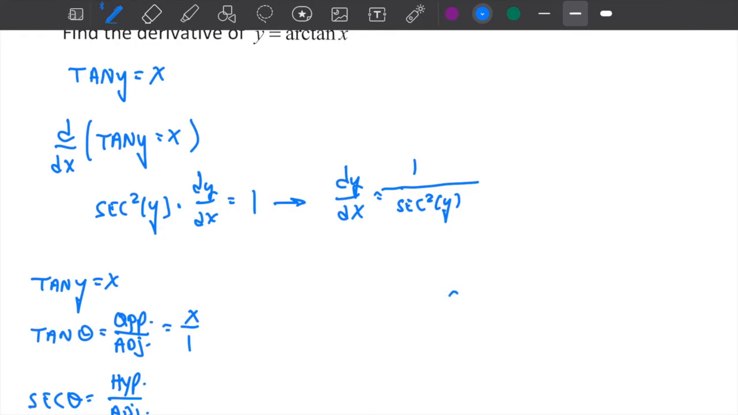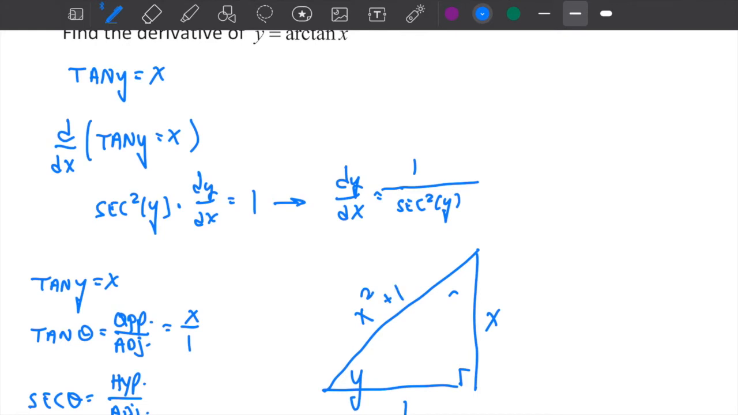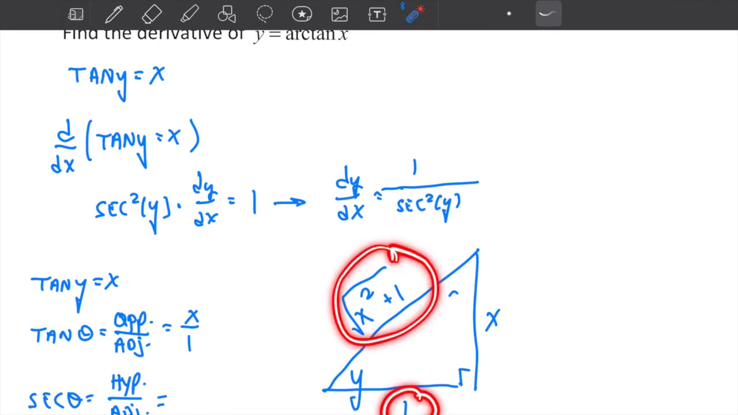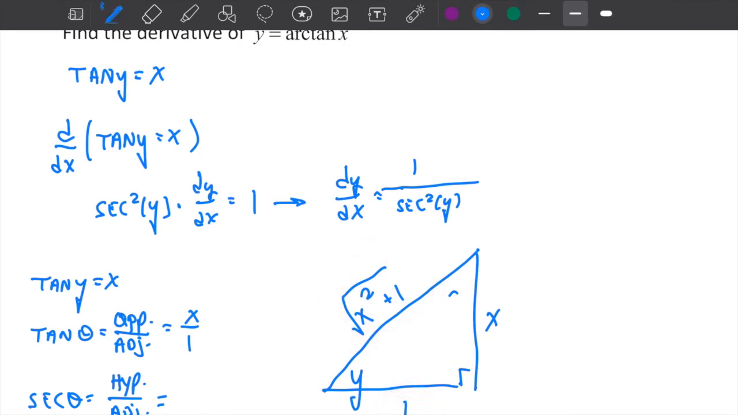So let's think about this in a triangle. We have tangent of y is x, so we have some angle y in our right triangle for which the opposite is x and the adjacent is 1. Secant is the hypotenuse over adjacent, so the hypotenuse in this case, by the Pythagorean theorem, is going to be the square root of x squared plus 1. So secant is going to be the square root of x squared plus 1.